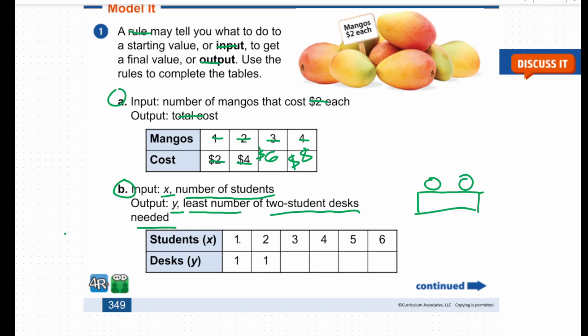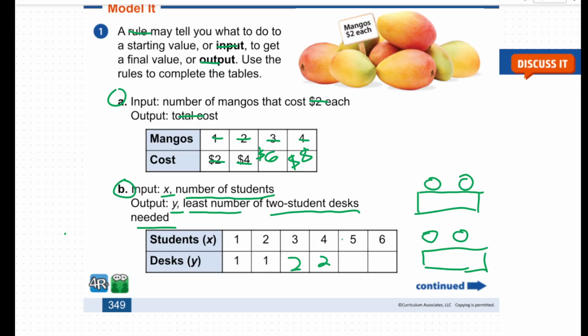So if you have one student, they need a desk. If you have two students, they still only need one desk, right? So let's say I have another student, a third student. How many desks would they need? Well, that third student can't sit at this desk, so he's going to sit at his own desk. So that's going to require 2 desks for 3 students. And then we have a fourth student here. Well, that fourth student could fit here. So I still only need 2 desks.